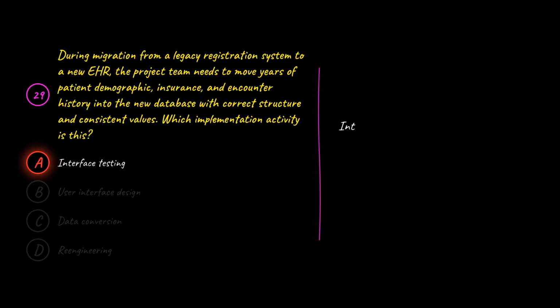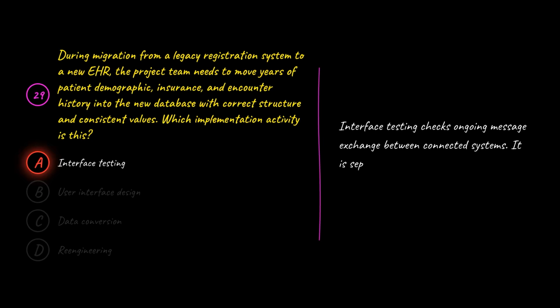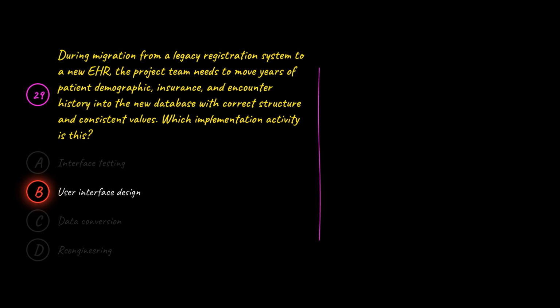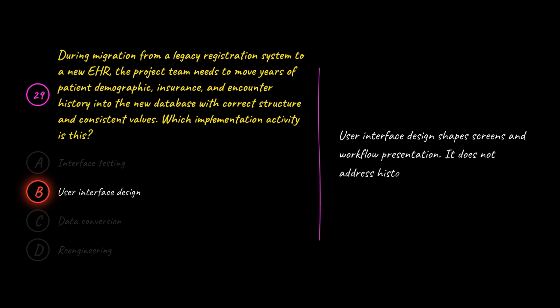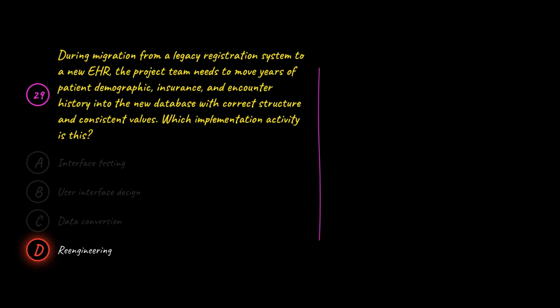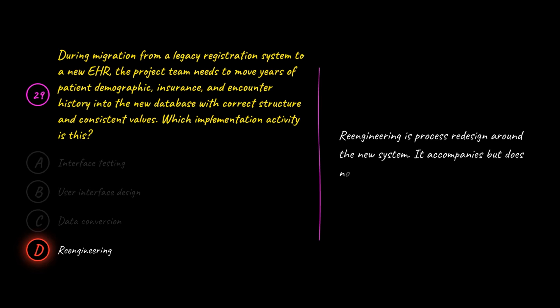A is wrong because interface testing checks ongoing message exchange between connected systems. It is separate from bulk historical data migration. B is wrong because user interface design shapes screens and workflow presentation. It does not address historical data movement. D is wrong because re-engineering is process redesign around the new system. It accompanies but does not describe the act of moving data itself.